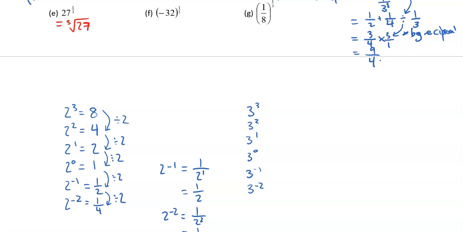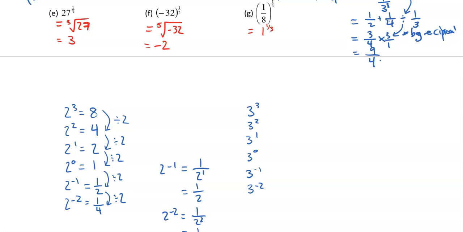The first one is the third root of 27. The third root of 27 is what number times itself 3 times gives you 27? Well, that number is 3. 3 times 3 times 3 is 27. The next one is the fifth root of negative 32. And what number times itself 5 times gives you negative 32? It's negative 2.